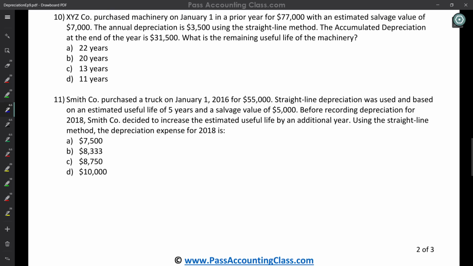For question 10, it says, XYZ Co. purchased machinery on January 1st in a prior year for $77,000 with an estimated salvage value of $7,000. The annual depreciation is $3,500 using the straight line method. The accumulated depreciation at the end of the year is $31,500. What is the remaining useful life of the machinery? 22 years, 20 years, 13 years, or 11 years. So we're using the straight line method, and that would be cost less salvage value divided by the estimated useful life.